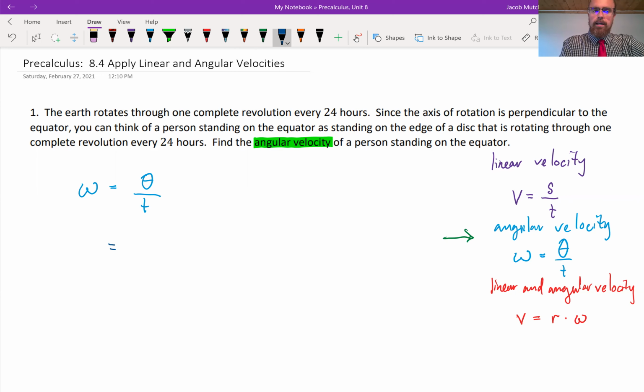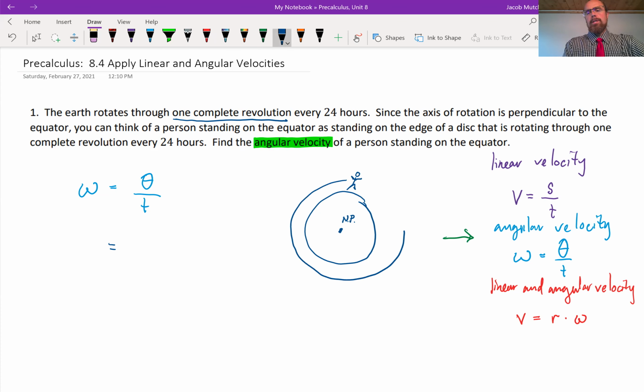So the central angle is given with this phrase, one complete revolution. So I need to think, if I'm on planet Earth, and you can think we're looking down on the Earth, this would be the North Pole. And the equator is the actual circle. So we've got a person standing there on the equator, very happy. And we're considering a full rotation.